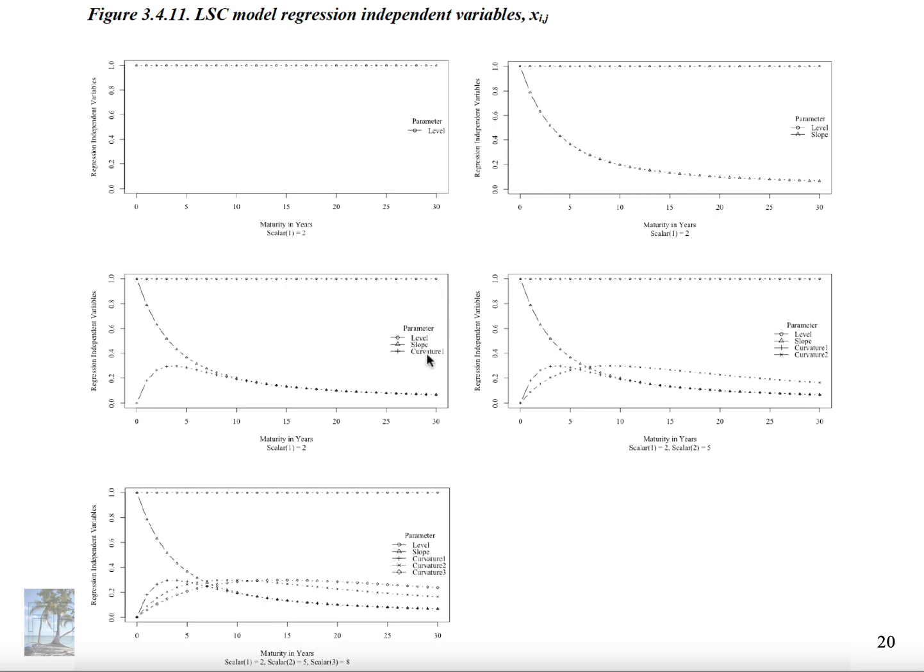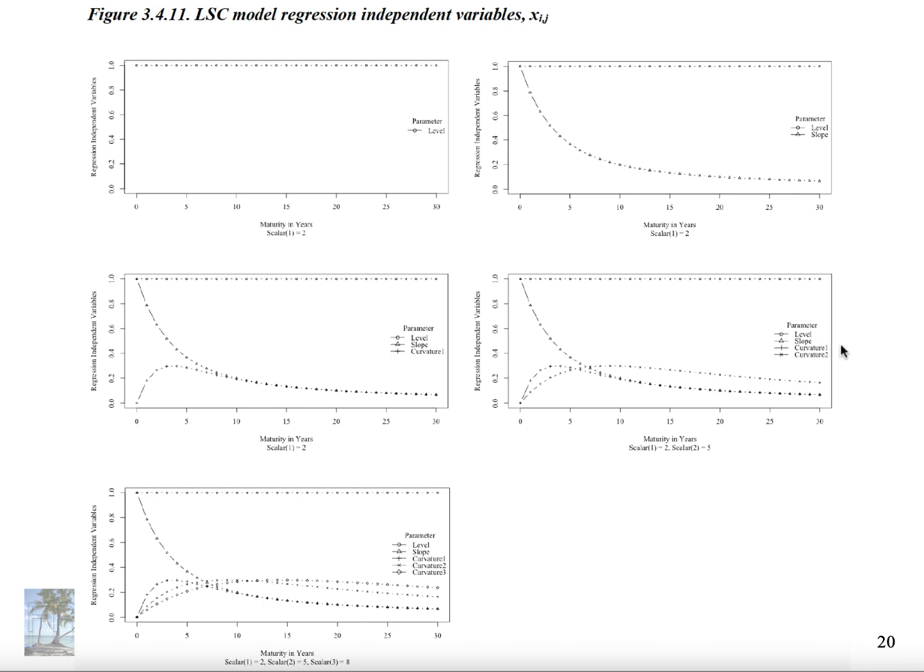Curvature applies more weight roughly about where the scalar is. That's not exactly true, but it's in that neighborhood. So the heaviest weight is given around the 2-year mark, and then less weight is given on the short end as well as the long end.